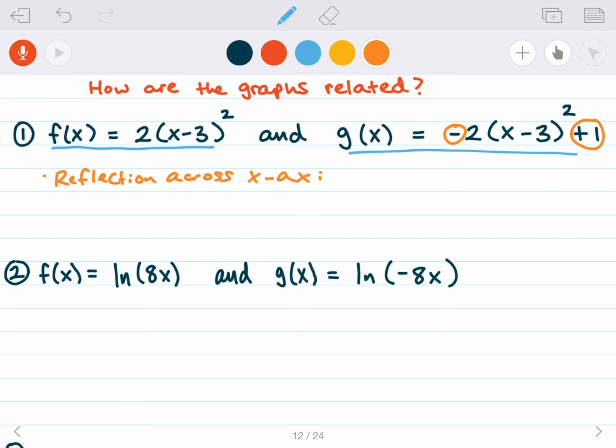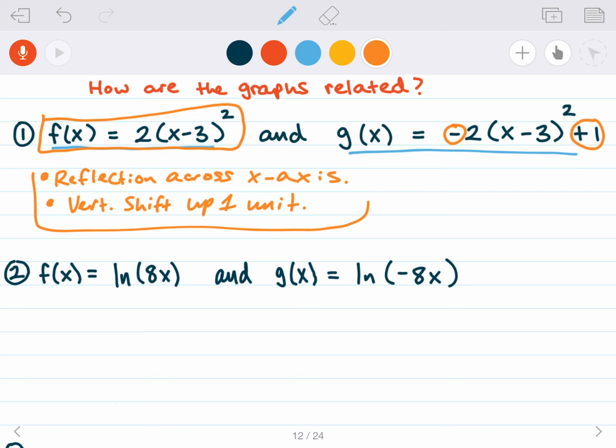And again, we're not comparing this to the parent function. That's why I'm not talking about 2 or 3. We're just comparing this to the original function that we're given, not the parent function. So reflection across the x-axis, and also this +1 is telling me that I have a vertical shift up 1 unit. All right, so those are how those are related.